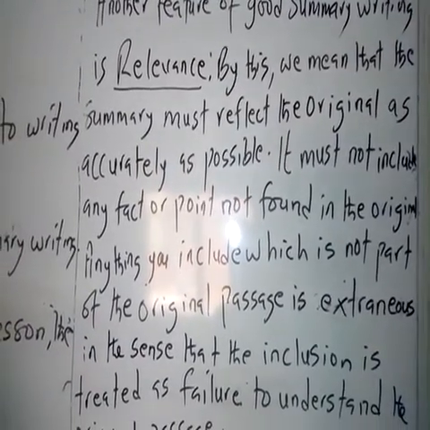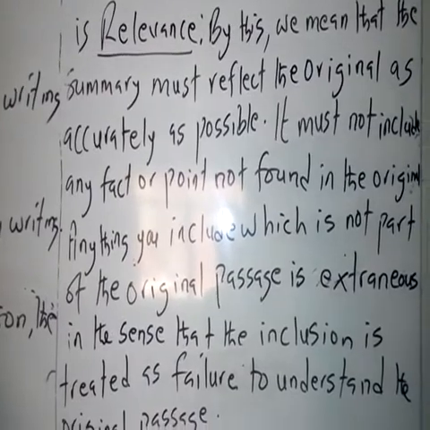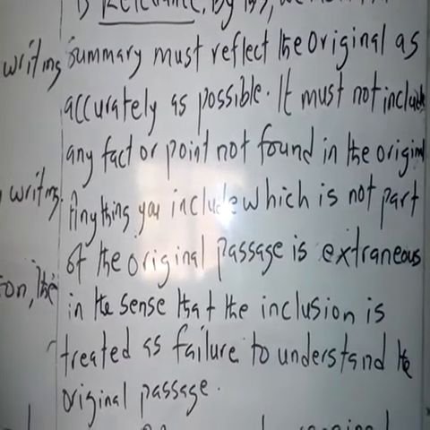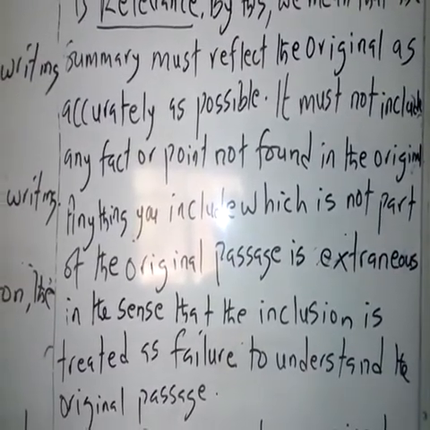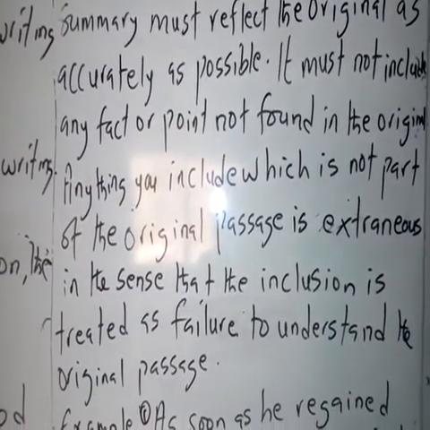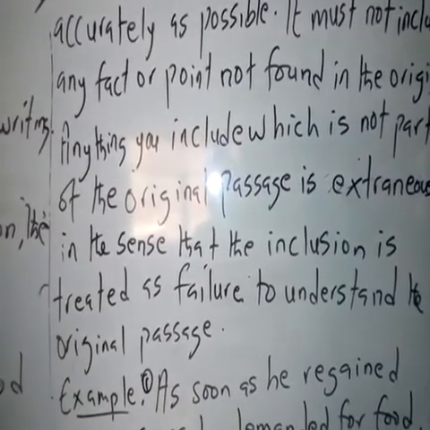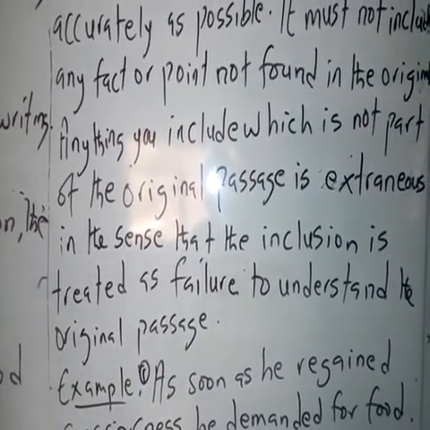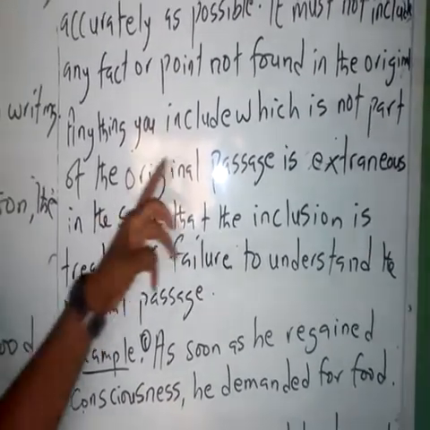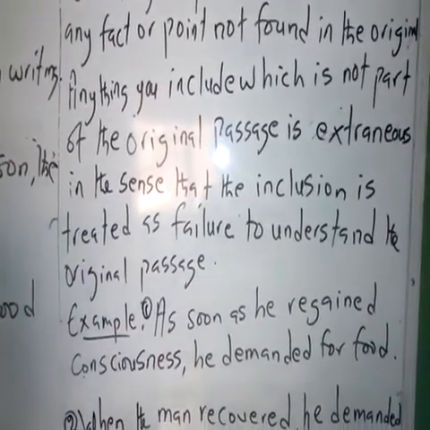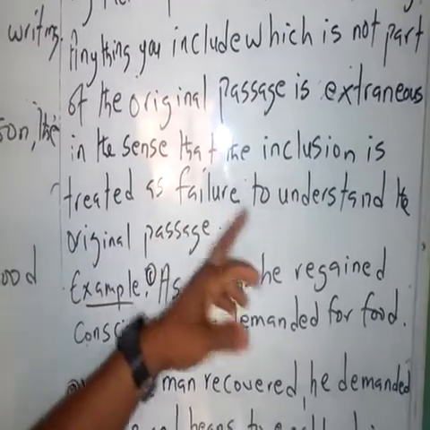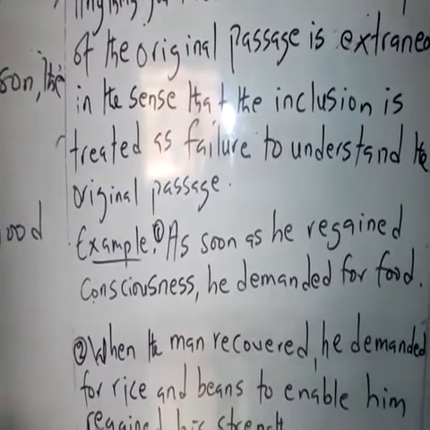When you are supplying your answer, you must be very, very careful that you don't bring in extra information, or information that is not contained in the original. It's very important, and the summary must not include any facts or points not found in the original. We keep emphasizing that. You must be very careful and strict in your writing. Make sure that all your facts and information are taken from the original passage. Anything you include which is not part of the original passage is extraneous, meaning it is extra and not necessary.